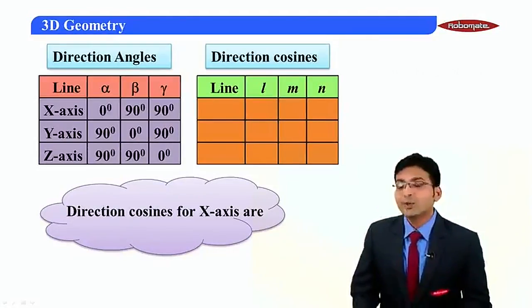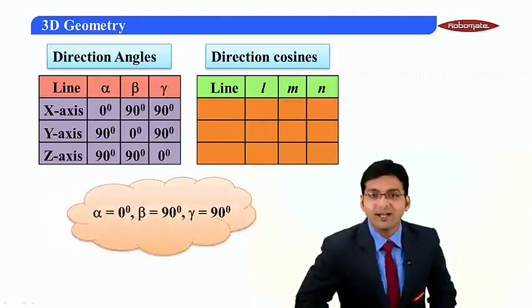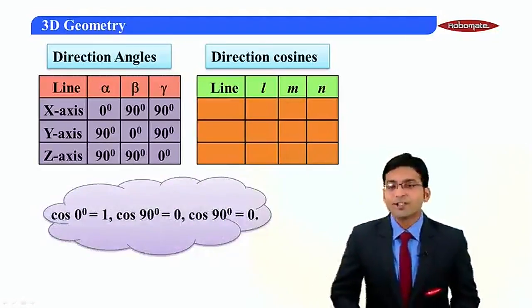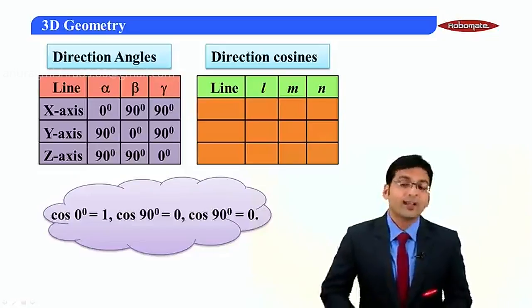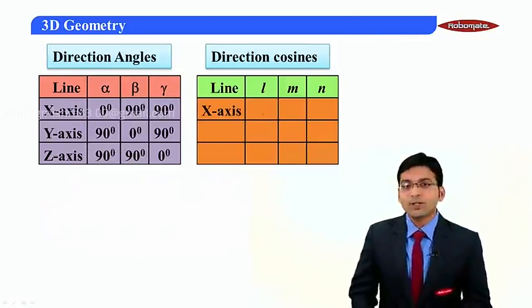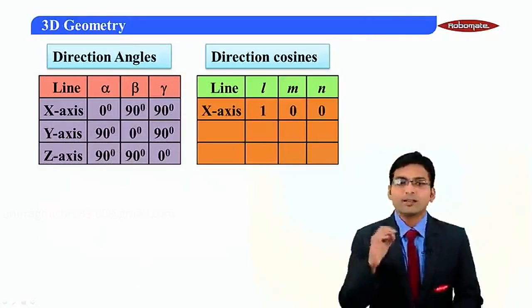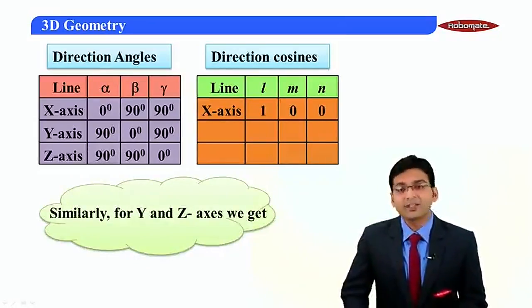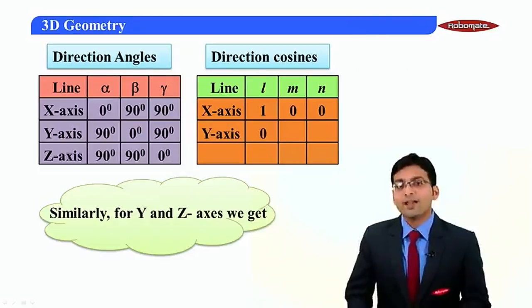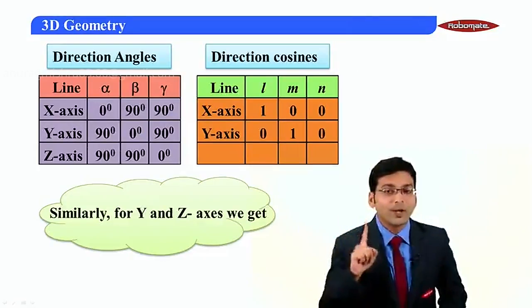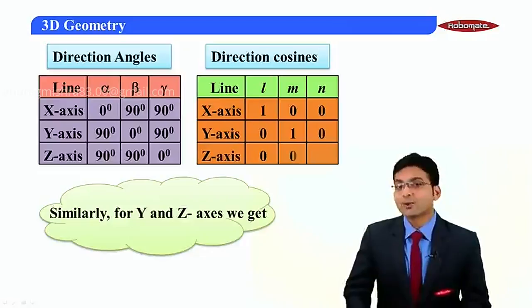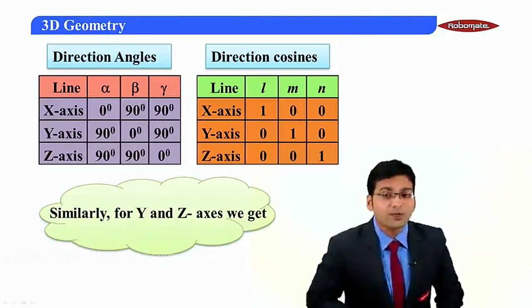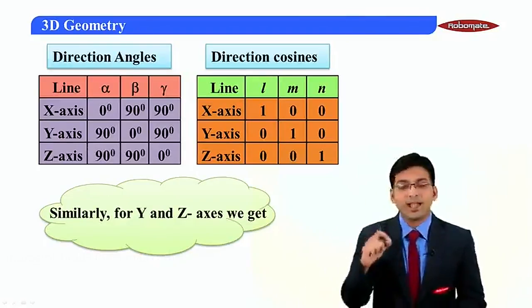So direction cosines for the x-axis, with alpha 0, beta 90, gamma 90, will give us cos 0 which is 1, cos 90 which is 0, and cos 90 which is 0. So we put the result here for the x-axis: 1, 0, 0. Similarly, for the y and z axes we calculate: for the y-axis it is 0, 1, 0 and for the z-axis the cosines are 0, 0, 1. So this table gives direction cosines for the coordinate axes.